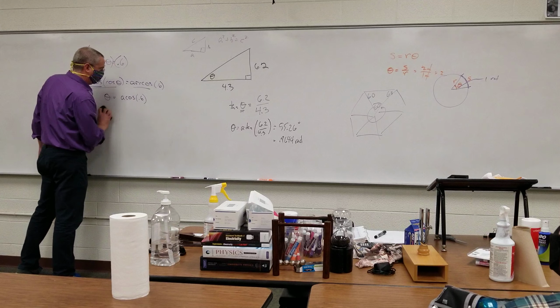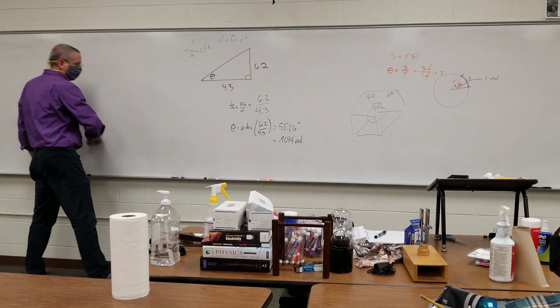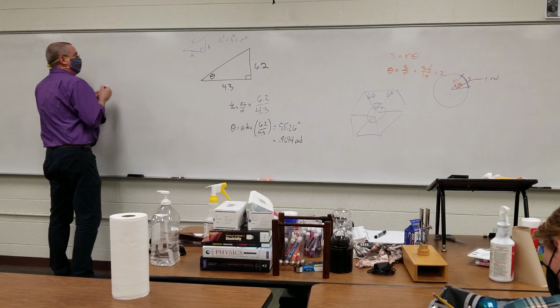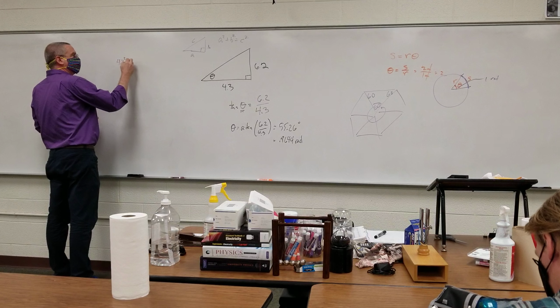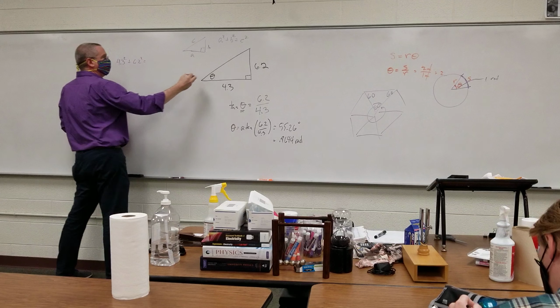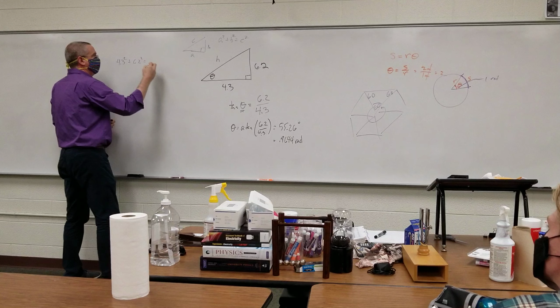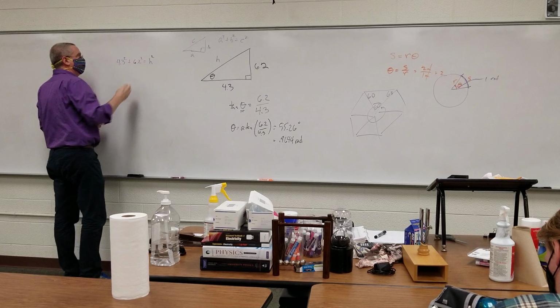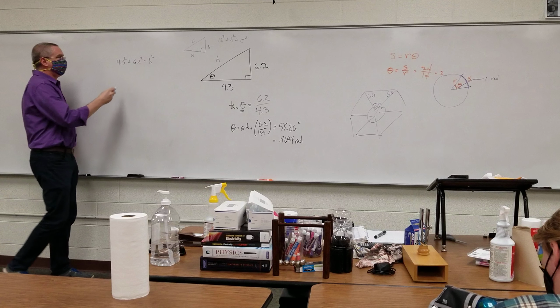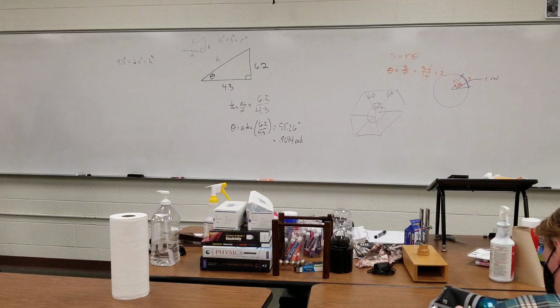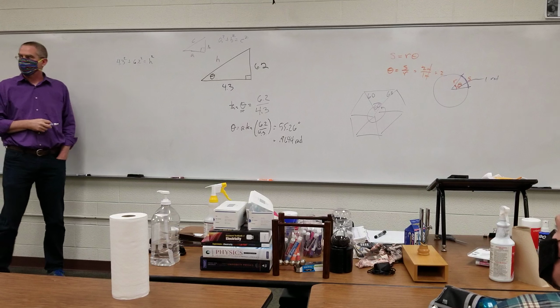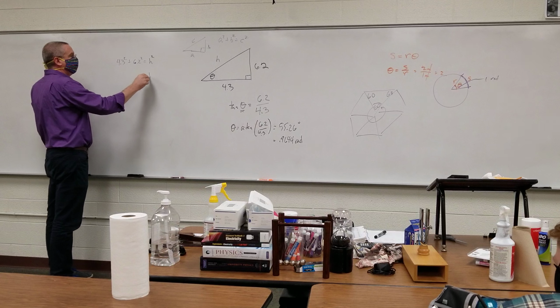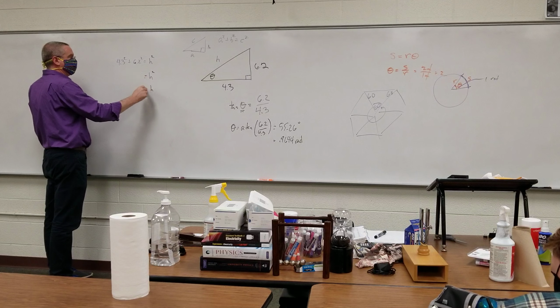Alright. So, Pythagorean theorem. 4.3 squared plus 6.2 squared is equal to, well, let's be clever and just use h, equals h squared. The biggest mistake I see students make at this point is the math is no problem up to this point, but then they'll forget to do the square root at the end. So first h squared is equal to something and then h is equal to.